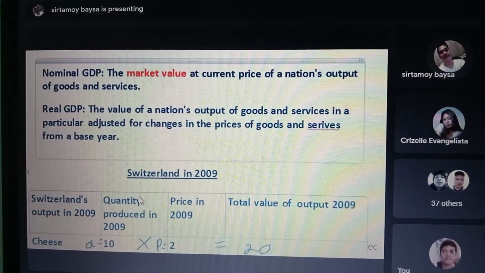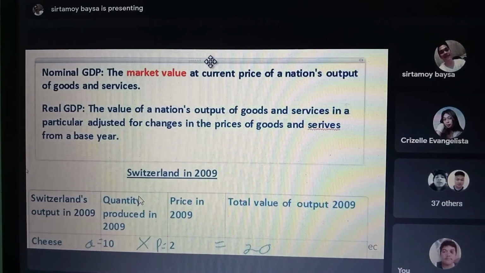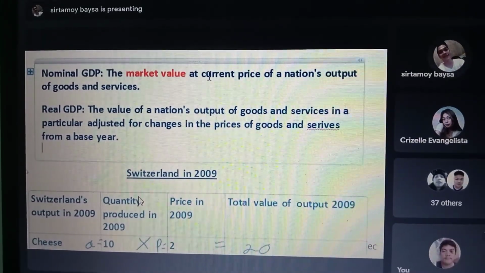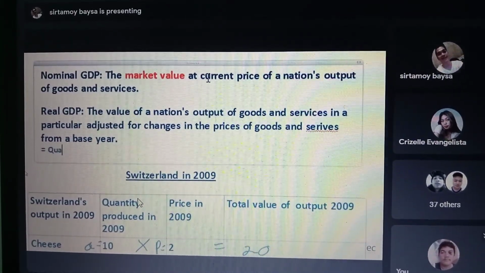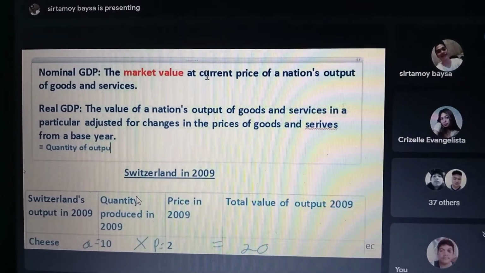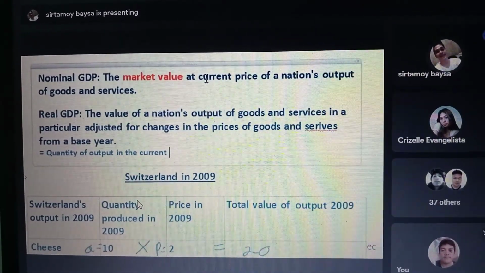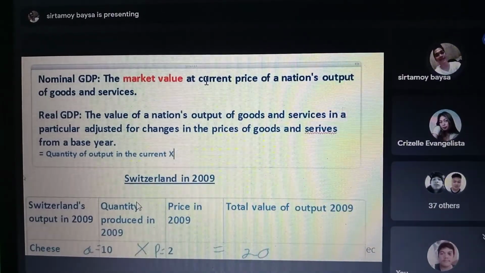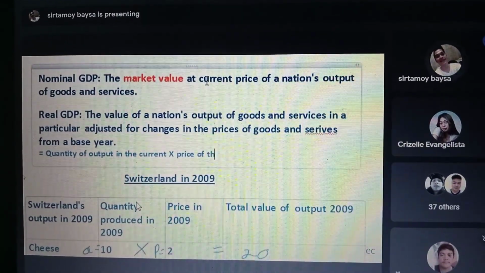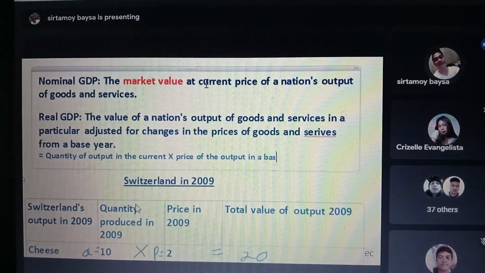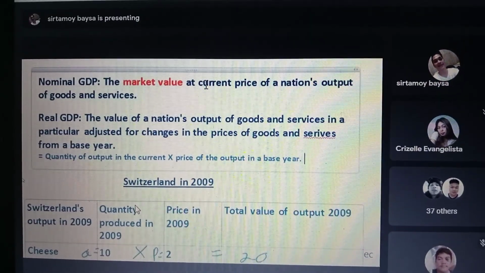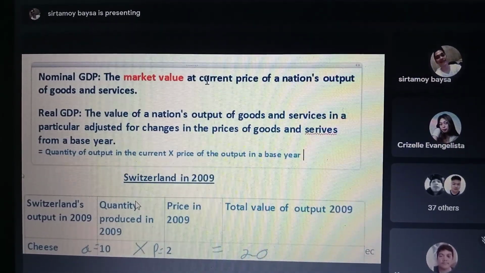But there's actually a simple formula for calculating the real GDP. To find the real GDP, we measure the quantity of output in the current year, the year we want to measure GDP for, and multiply this by the price of the output in a base year. With this statistical tool, we can come up with Switzerland's real GDP.